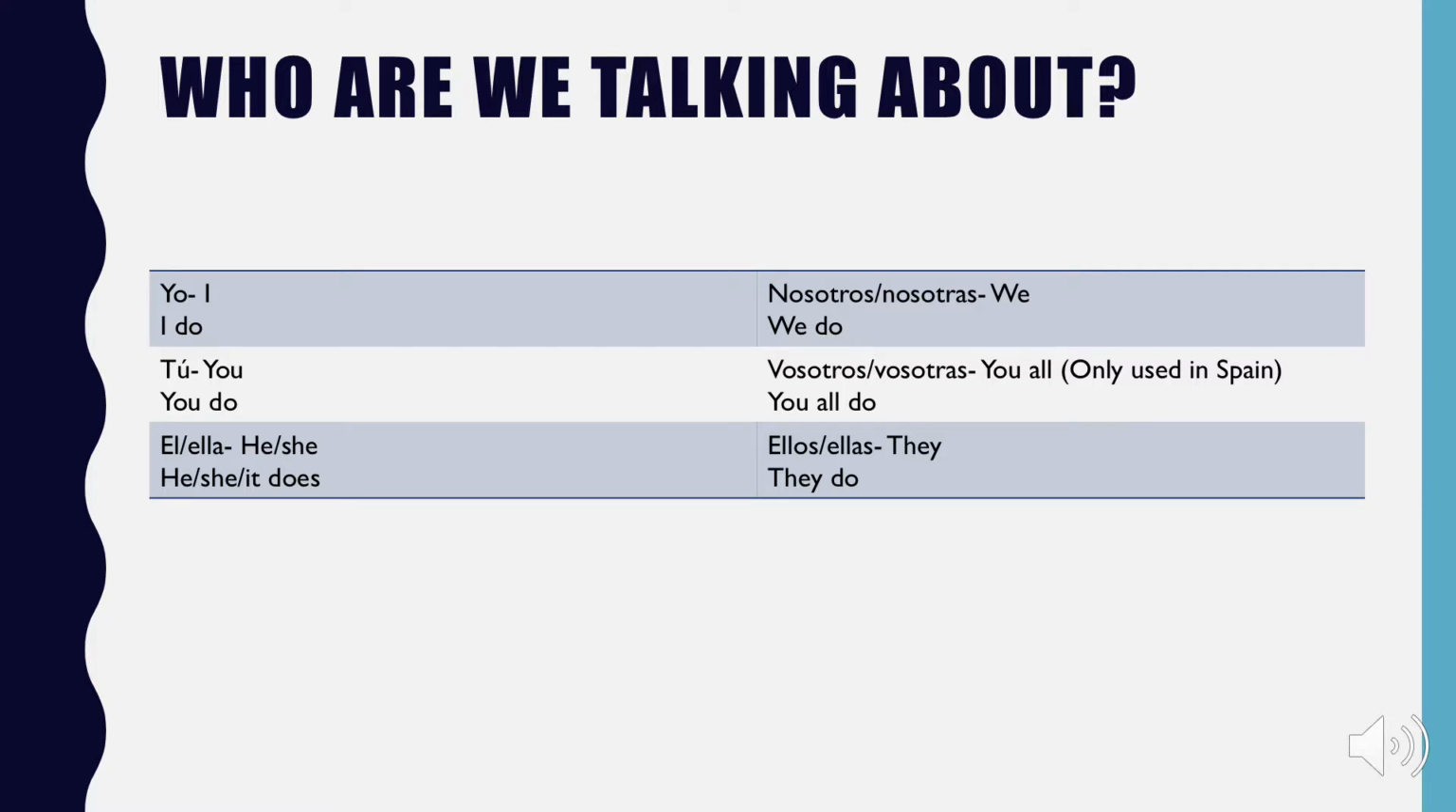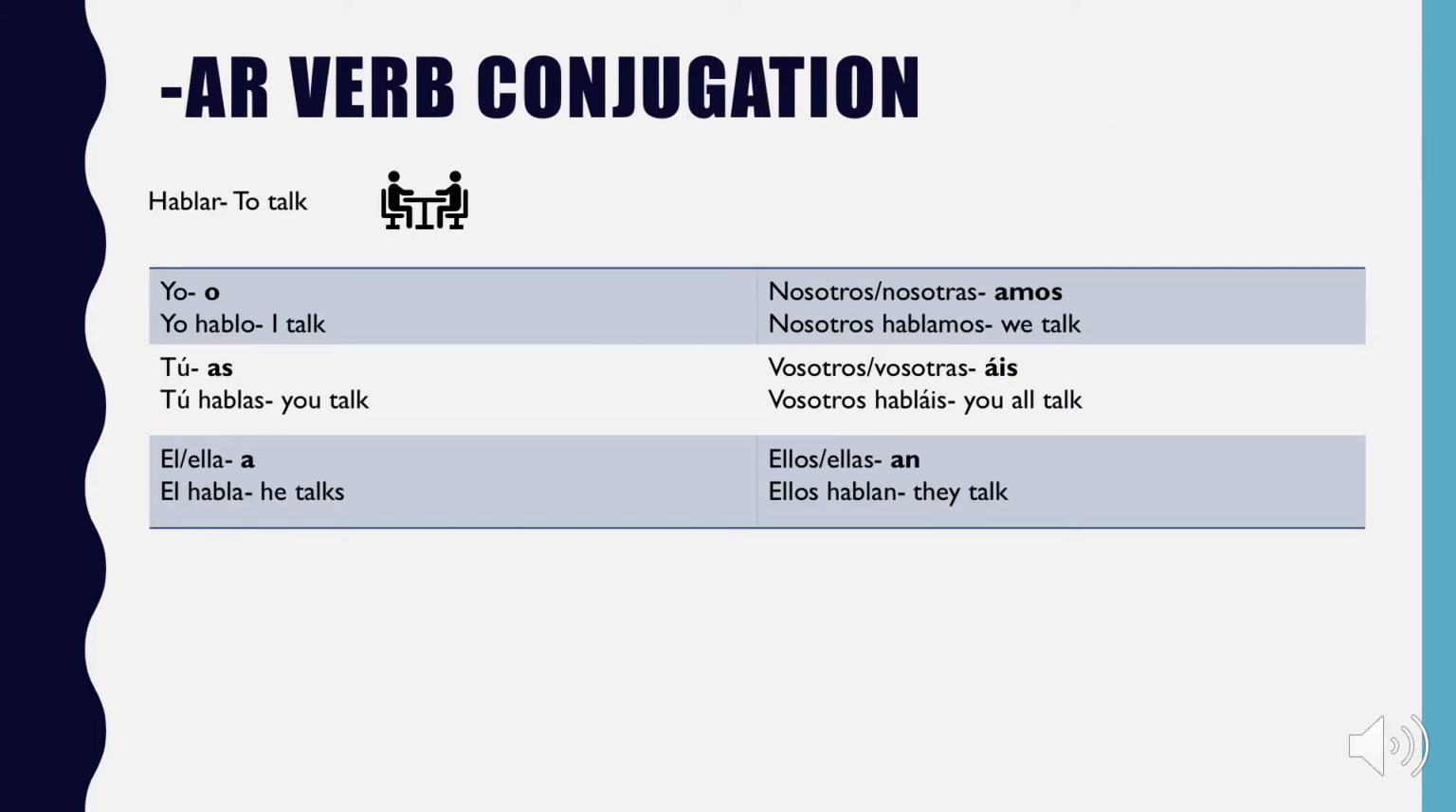So next in this chart, we have the English conjugations of the verb to do for all of these different pronouns. So we have I do, you do, he, she, or it does, we do, you all do, or they do. Those are all pretty similar, right? That's not the case in Spanish.